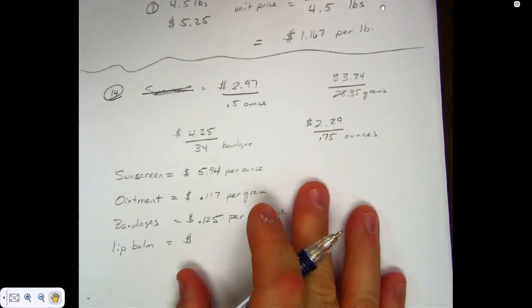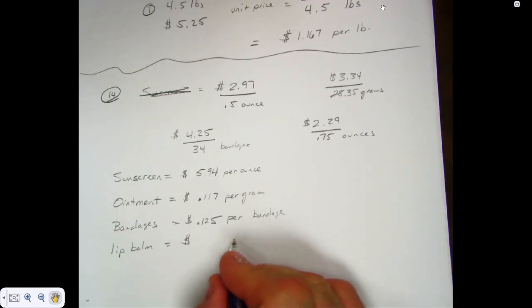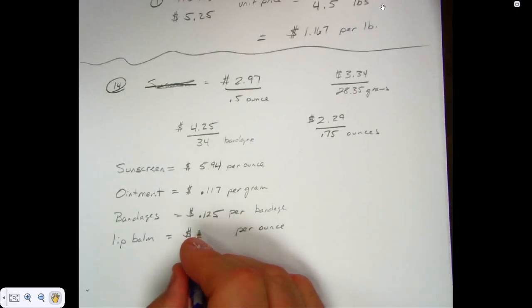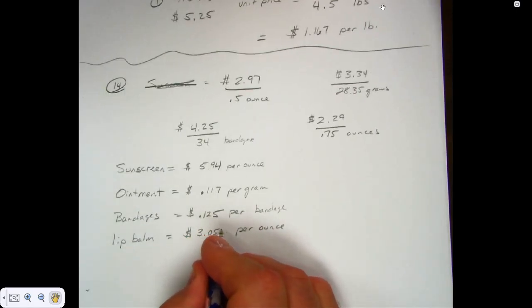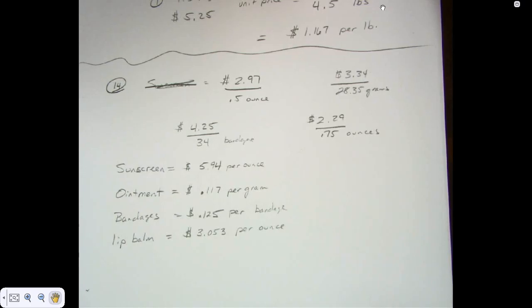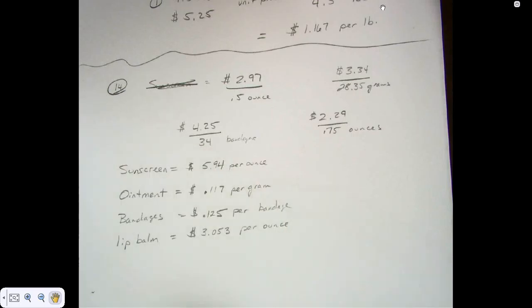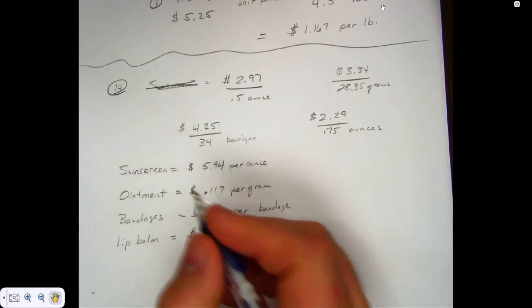Like I said, units are important. This is going to be per ounce, isn't it? What is it? 3.053. So what was the most expensive by far, per unit? Sunscreen. Sunscreen is expensive. That makes sense.